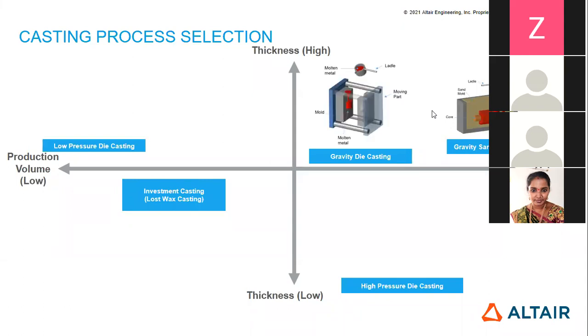And next is gravity die casting. Your mold or your die is made with the help of a metal, and molten metal is poured into the cavity with the help of gravity only. No external force is needed in this process to inject the molten metal into the cavity.